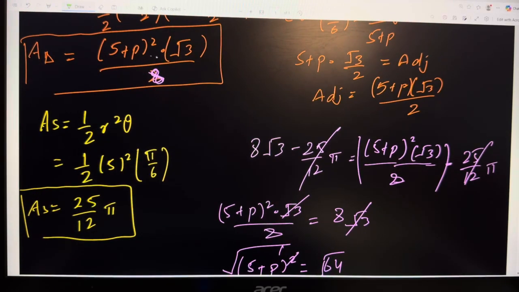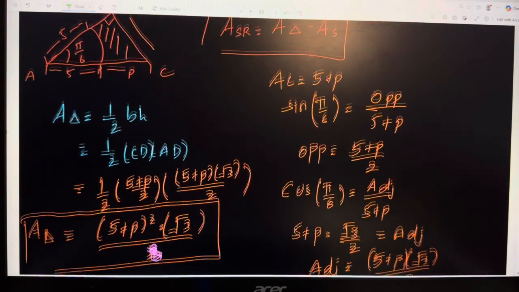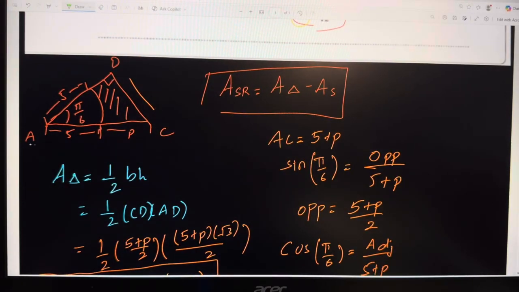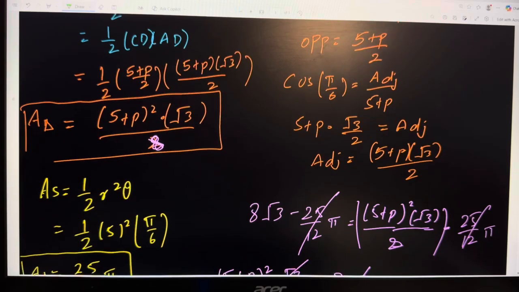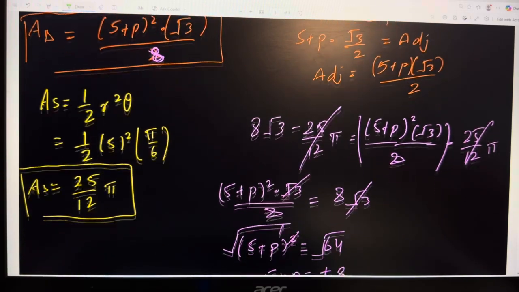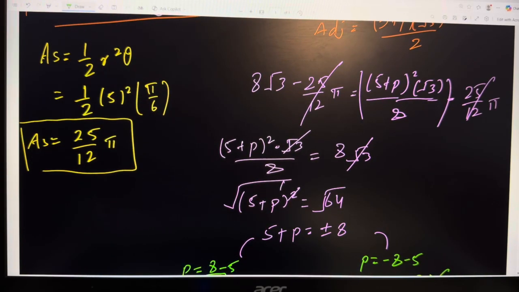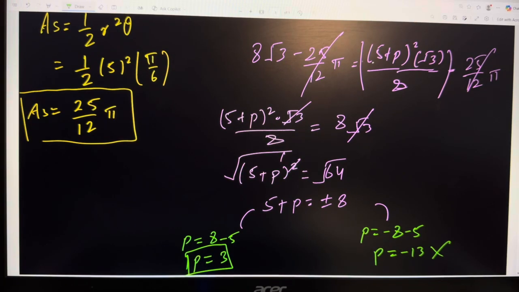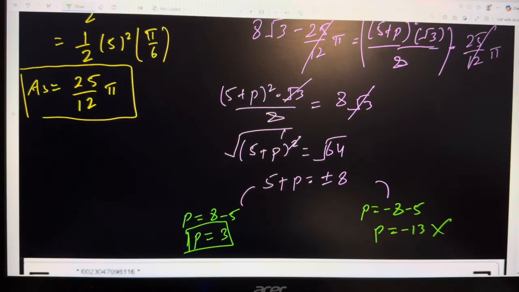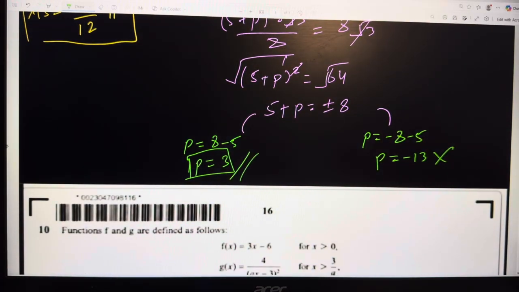I didn't multiply the denominators. So we can just find the remaining lengths by taking AC as 5 plus p, and use cos and sin to find the other lengths. Then plug it into the area of the triangle and the area of the sector. The area of the sector in the equation of the shaded region is the same on both sides, so we can cancel them. So the area of the triangle is equal to this, so we can cancel the root 3s and take a to the other side. This becomes 64, take the square root of both sides, and we get the answer. Okay, this is our answer, p is equal to 3.